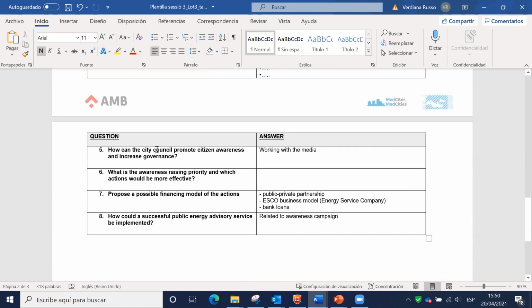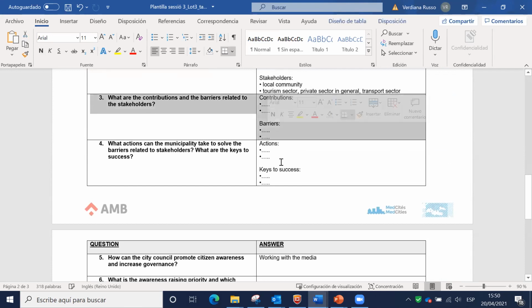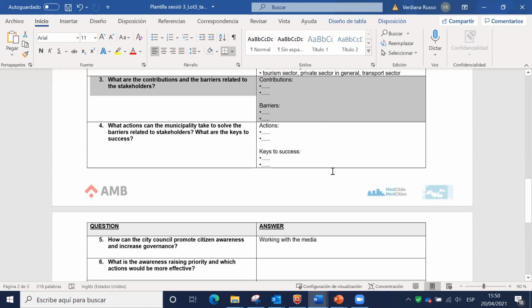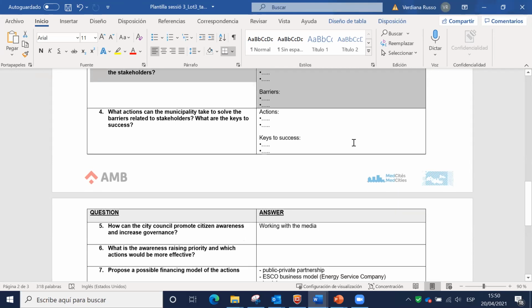The contributions and the barriers related to the stakeholders. So the contributions are effective management and participative planning, and the barriers are the conflict of interest and the lack of involvement between stakeholders and the municipality. The actions that can be made by the municipality to solve barriers related to stakeholders are good planning and management. And the key to success is to increase the awareness.